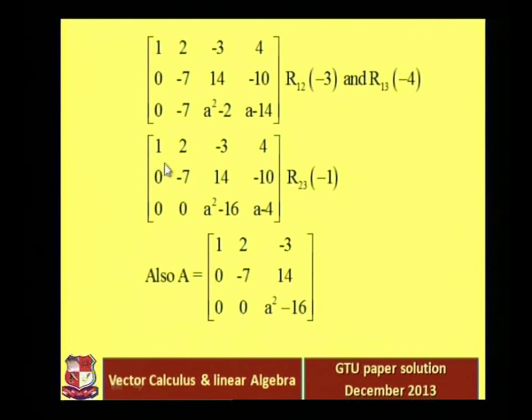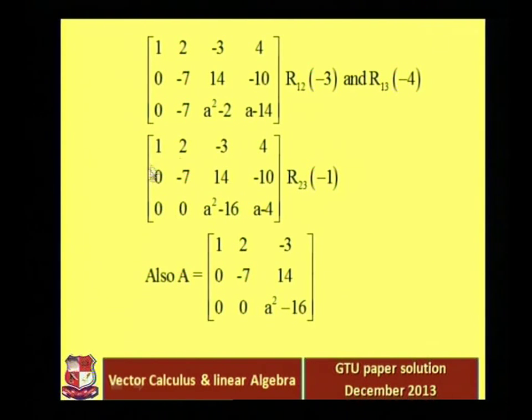So the first row is as it is, 1 2 minus 3 4, the second row is also as it is, 0 minus 7 14 minus 10, and the third row becomes 0, 0, minus 7 minus minus 7, that is 0, a square minus 2 minus 14, so you will get a square minus 16, and a minus 14 plus 10, that is a minus 4.